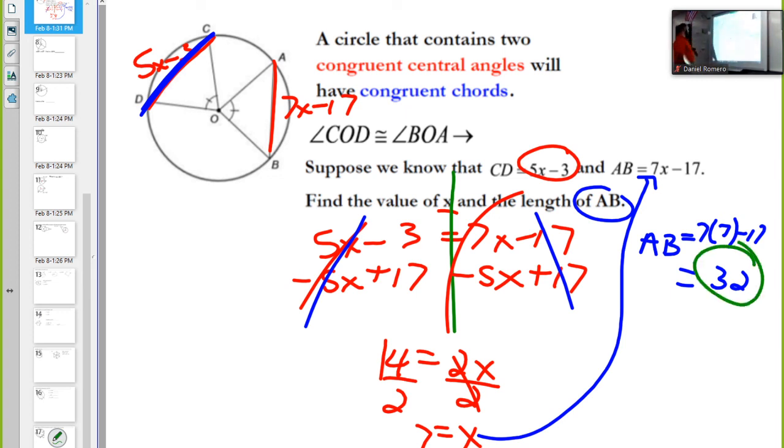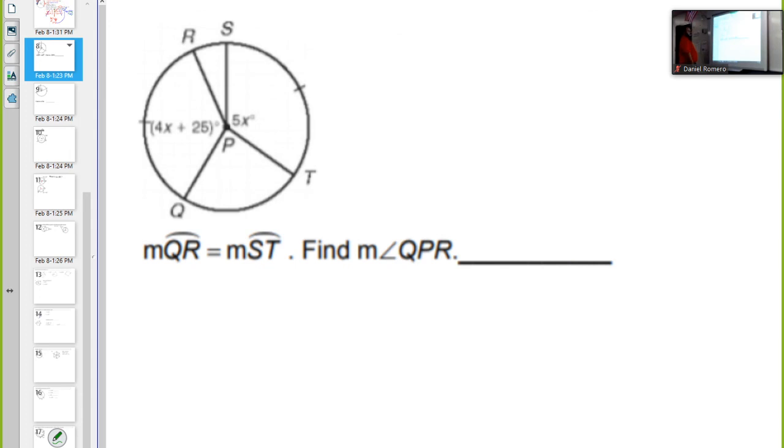Alright, this is the last one. If the measure of arc QR is equal to the measure of arc ST, so QR and ST, they tell you these two are the same, find the measure of angle QPR. So find this right here. What equation can I use to solve for x?